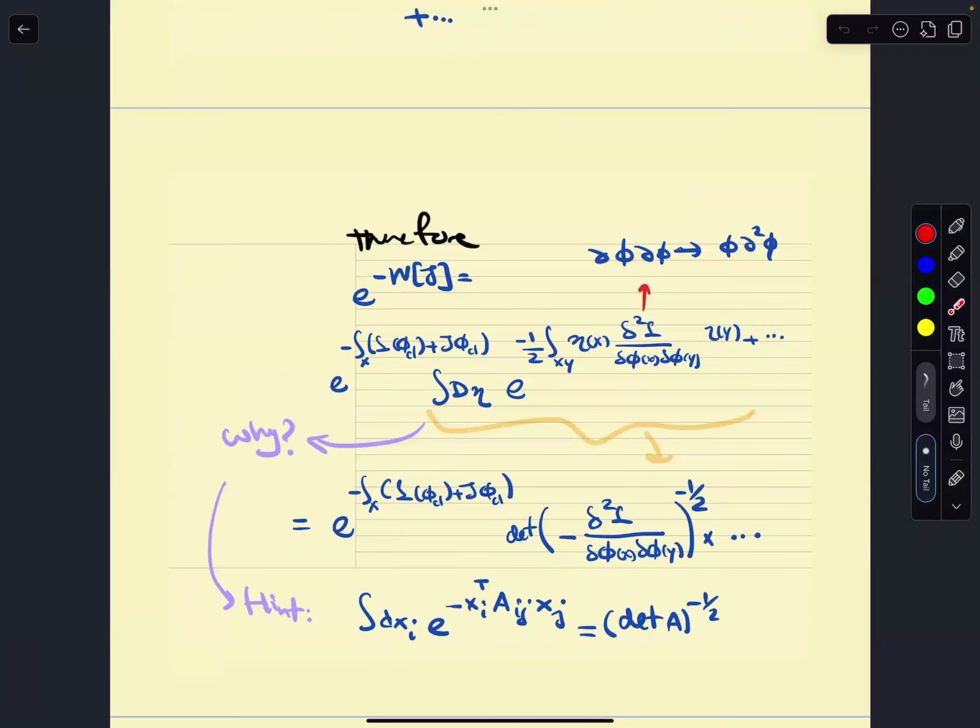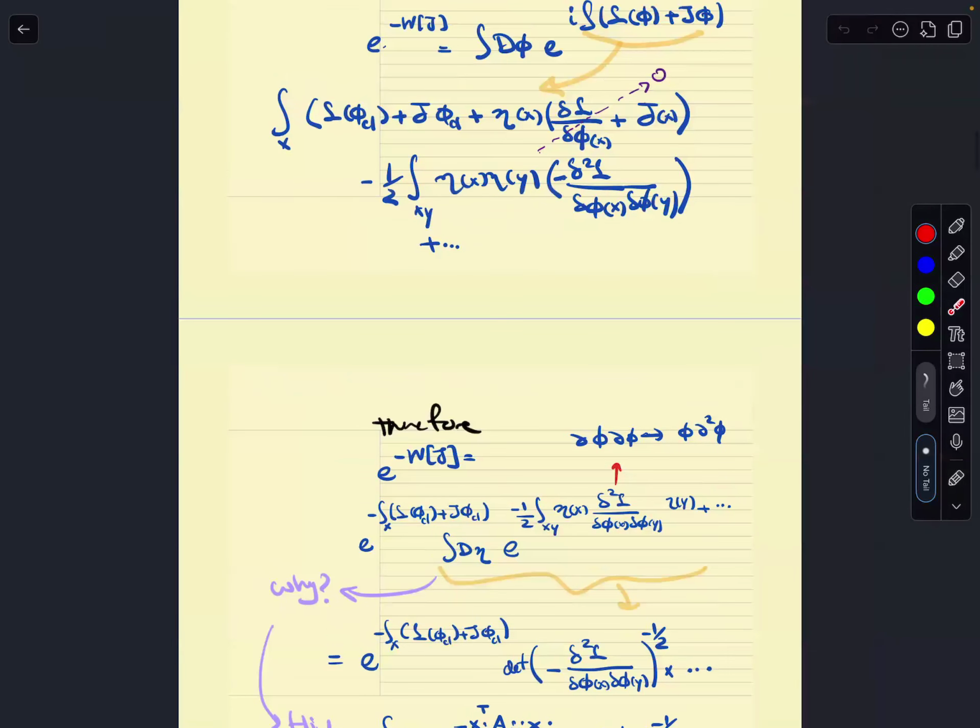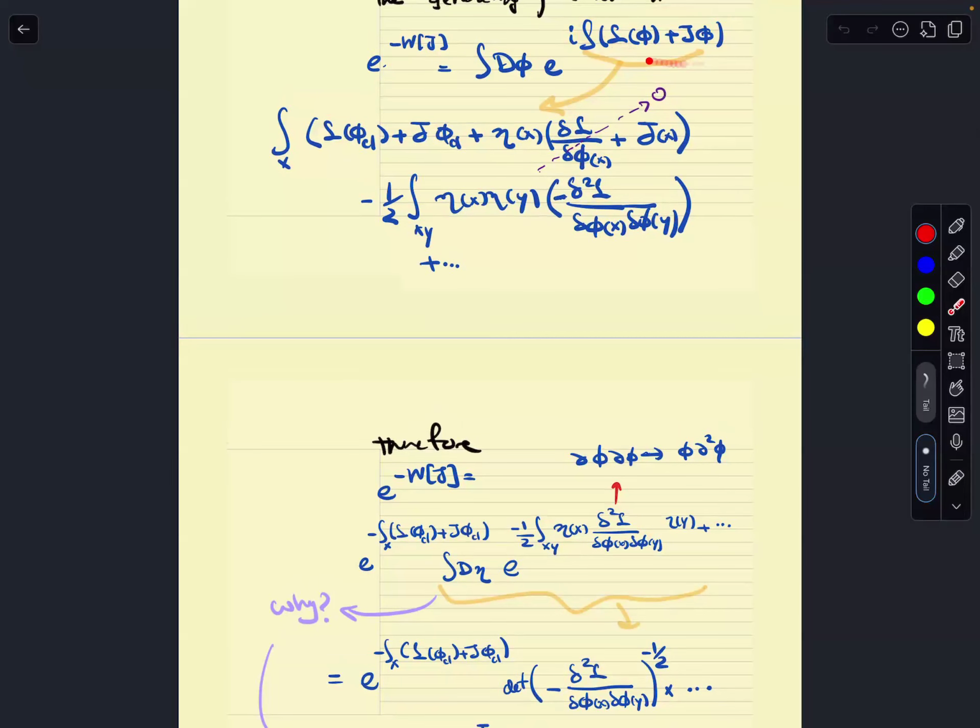All right. So what happens is that you plug this inside the exponent, and you find e to the minus W of J is e to the minus the integral of the action evaluated on the classical solution plus J phi classical. That's all this piece. The linear term vanishes, because its coefficient vanishes by the equations of motion. So the next order term is a double integral of eta of x, eta of y, and the second derivative of the Lagrangian density with respect to phi of x, phi of y.